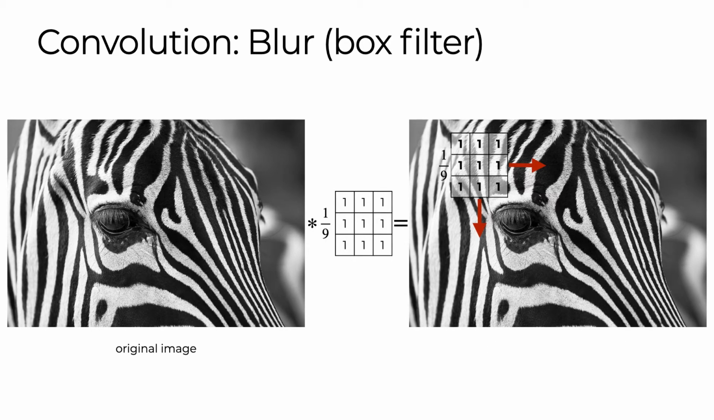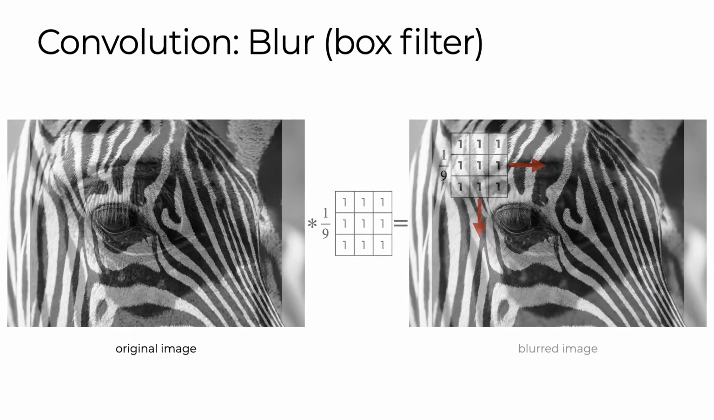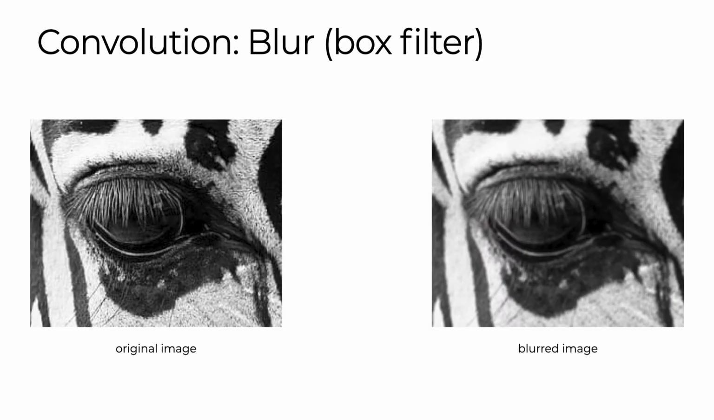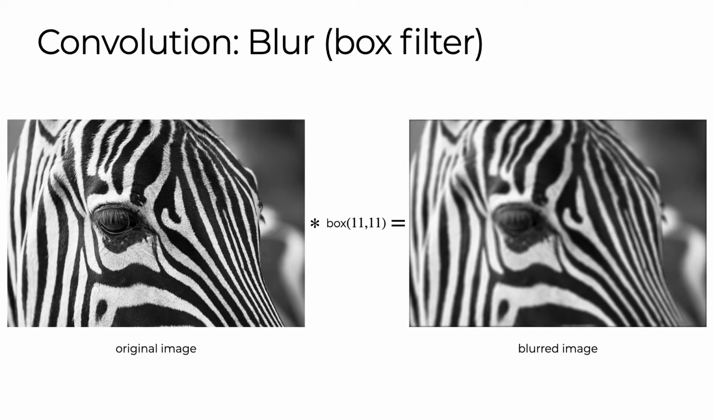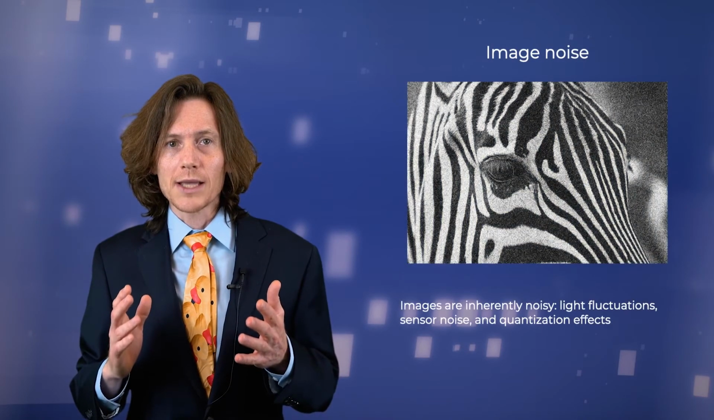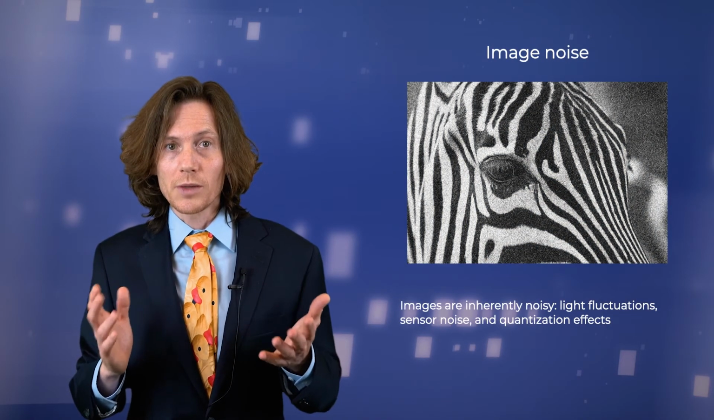Another popular kernel is the box filter, where the unnormalized value of each entry is 1. Convolving an image with the box filter results in a blurred version of the image. In practice, we typically use a larger kernel, which results in more noticeable blurring. At this point, one question that you may be asking is, why would we want to blur the image?